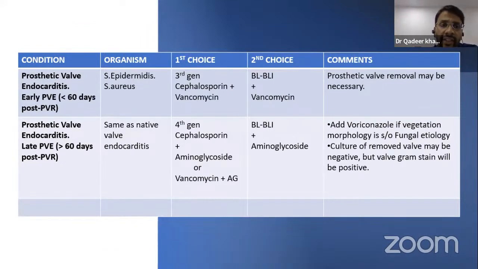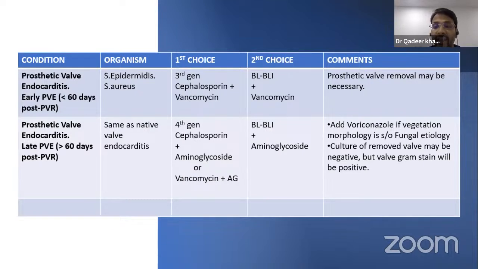For prosthetic valve endocarditis within 60 days of the replacement, caused by Staph epidermidis or Staph aureus, we should treat with third generation cephalosporins plus vancomycin. If the patient is sick, we should start off with a beta-lactam beta-lactamase inhibitor combination plus vancomycin. If the patient is not improving, we should also consider removing the prosthetic valve. If it is late prosthetic valve endocarditis, more than 60 days, the organisms most commonly associated are like native endocarditis, as I told earlier. We treat again with a fourth generation cephalosporin plus aminoglycoside, or vancomycin plus aminoglycosides.